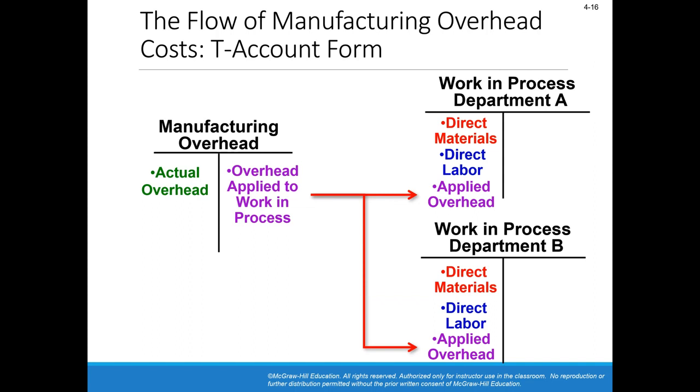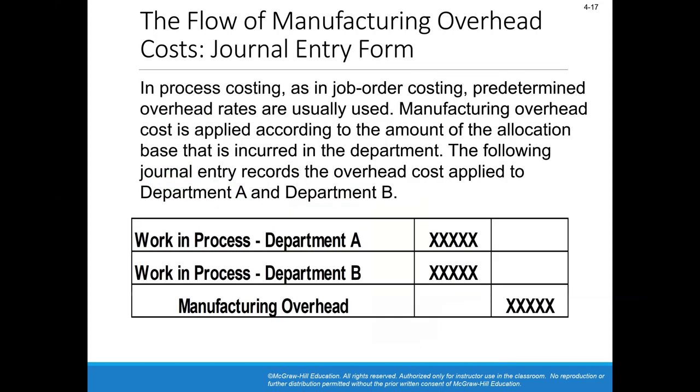Now, when we pull it out of manufacturing overhead, we have to put it into the work in process. So we're moving it in, we have to increase it. So we're going to debit that side. So remember, the left side of the T account is a debit, the right side is a credit. All right, here's the journal entry. So two debits again, Department A and B, and then we're crediting manufacturing overhead.